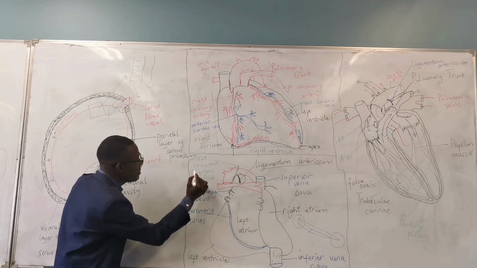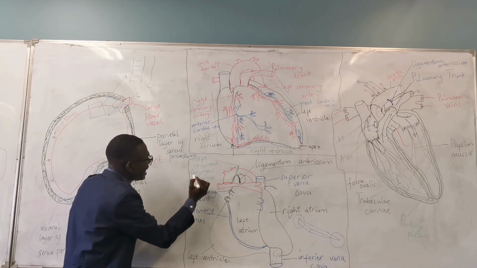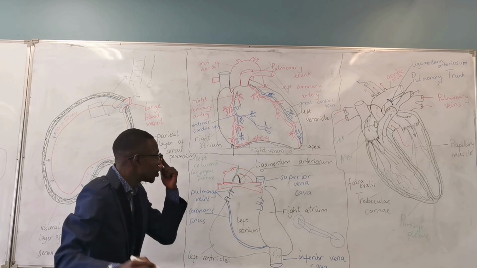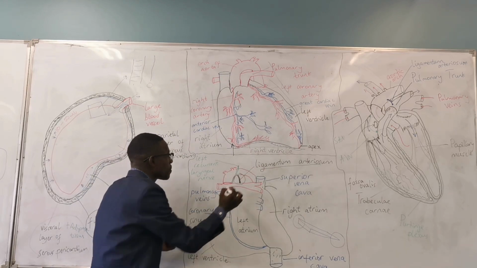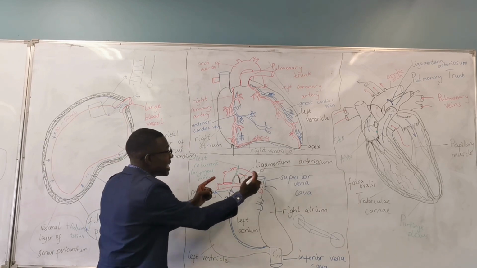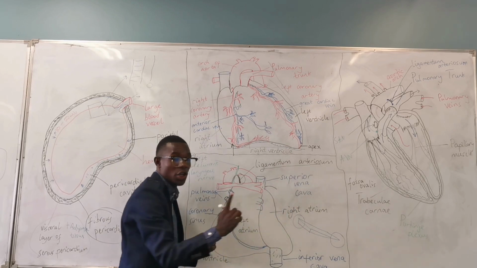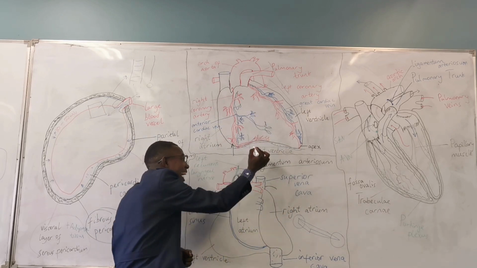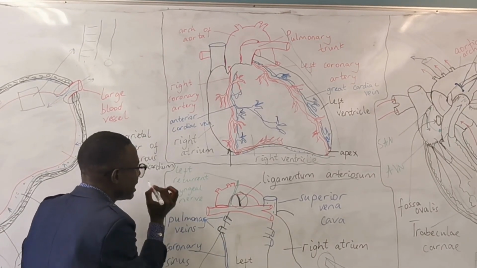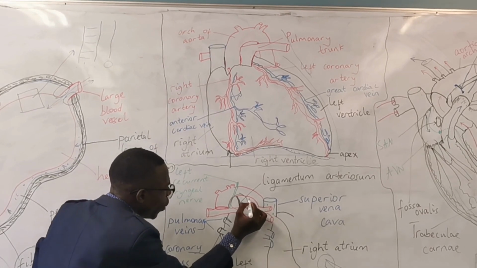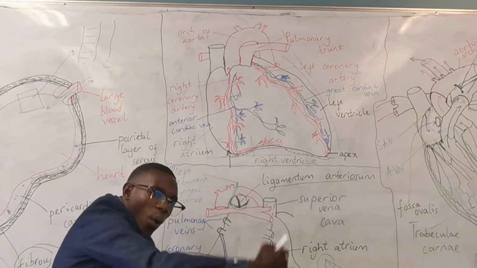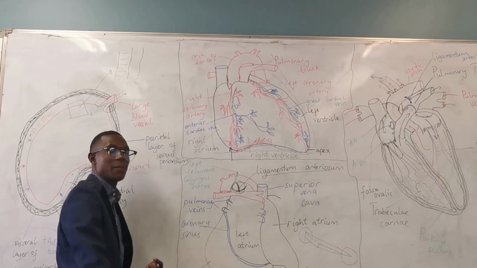So here you can see this is the left recurrent laryngeal nerve. The left recurrent laryngeal nerve comes from the left vagus nerve. It is associated with this ligamentum arteriosum. You need to understand this. So the left vagus nerve is going to give the left recurrent laryngeal nerve that is going to form a hook, sort of surrounding the ligamentum arteriosum.